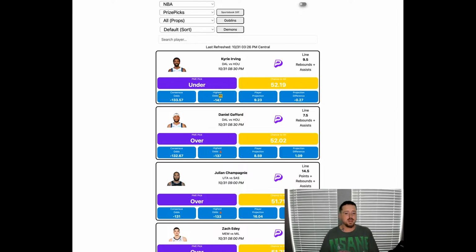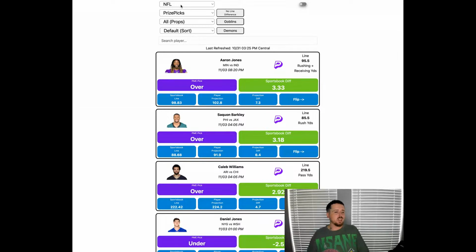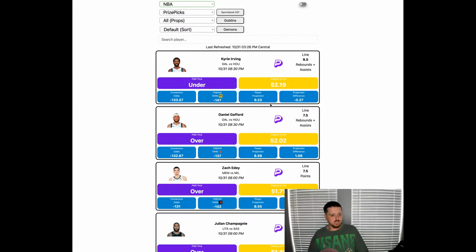You could probably make a 6-man on Hot Street or a 6-man on Dabble, one of those sites where they've got great value options and great chances to hit, but I'm not going to force a 6-man on PrizePicks where there's literally no greens at the moment. Now you can play some of these yellows. 52% yellows are fine. It's not horrible, especially when you've got the data on the side too.